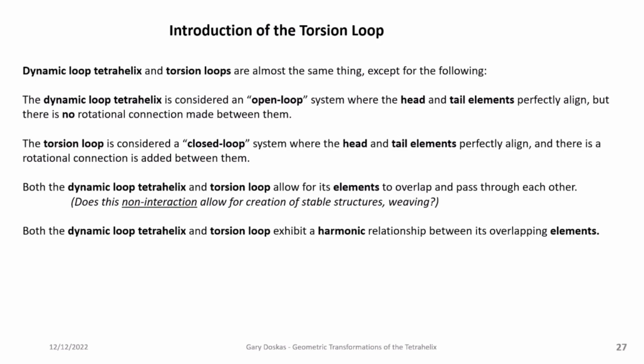Now, both the dynamic loop tetrahelix and the torsion loop allow for their elements to overlap and pass through each other. And you could ask yourself the question, does this non-interaction allow for the creation of stable structures through weaving or other aspects? And you'll see that they do actually make stable structures without the need to interact. They interact amongst themselves, which you'll see. And both the dynamic loop tetrahelix and torsion loop exhibit these harmonic relationships between these overlapping elements, which is just a curious observation.